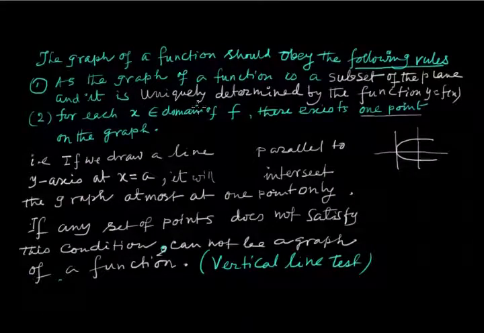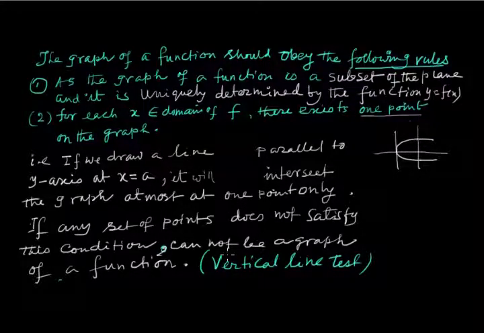Now the graph of a function should obey the following rules. Before you start drawing the graph, we should know that the graph of a function is a subset of the plane, made of points on the plane, and it is uniquely determined by the function y = f(x). For each x, there exists at most one point on the graph. Look at this figure.